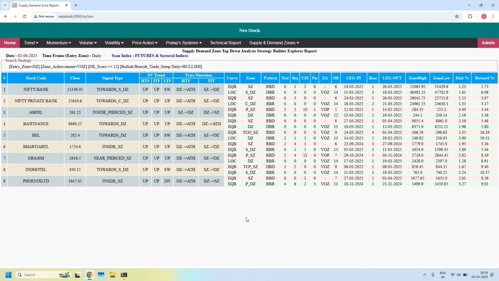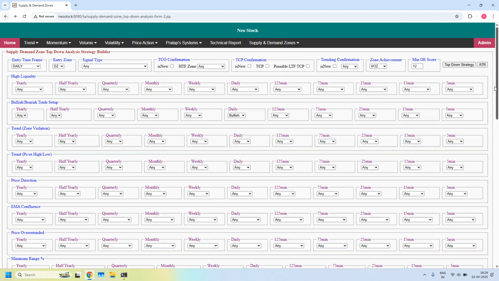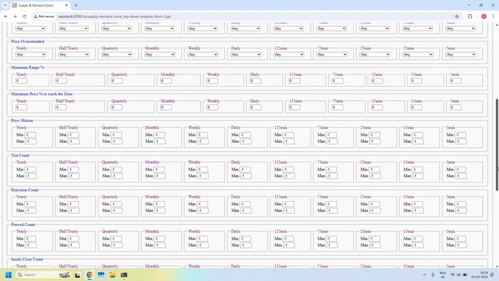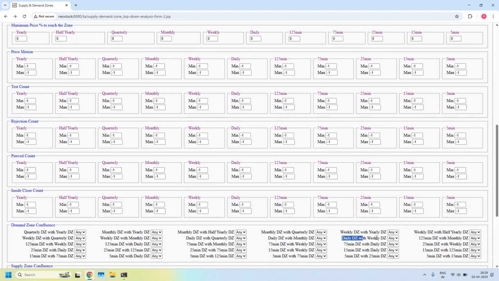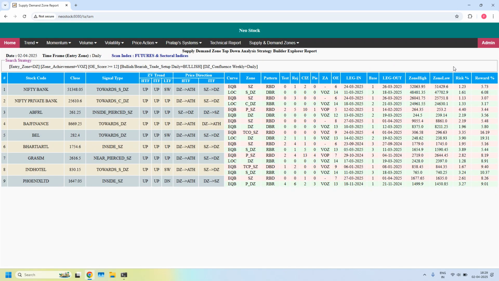Okay, first LTF and ITF demand zone Confluence. That is a daily and a weekly demand zone Confluence. So I am enabling the filter. With this filter, we got all 9 stocks. In all these 9 stocks, these daily demand zones are overlapped with weekly demand zones. And the weekly trend is up in all these stocks, ITF trend.